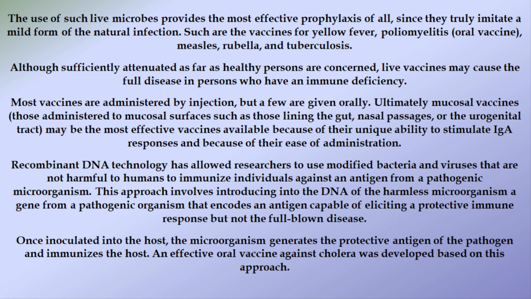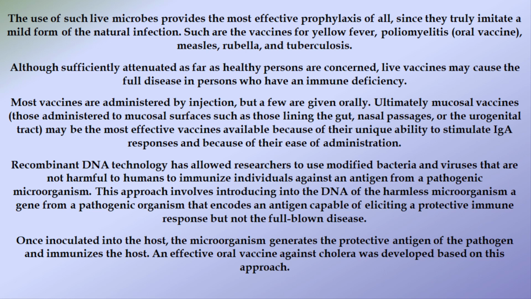Although sufficiently attenuated as far as healthy persons are concerned, live vaccines may cause the full disease in persons who have an immune deficiency. Most vaccines are administered by injection, but a few are given orally. Ultimately, mucosal vaccines, those administered to mucosal surfaces such as those lining the gut, nasal passages, or the urogenital tract, may be the most effective vaccines available because of their unique ability to stimulate IgA responses and because of their ease of administration.